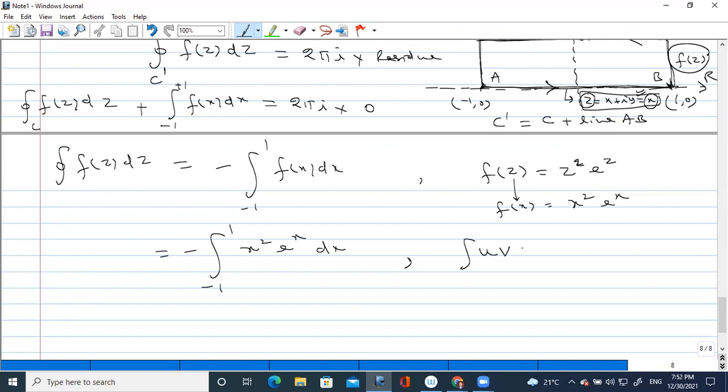Suppose integration of u into v. So what you have to do: for the first term, it will be as such, integral of v, then minus differentiation of first one and double integration of second one, then plus double differentiation of first one, triple integration of second one, and like this you will go until the first term is finished, because by differentiation it will be finished. So here it is x square, so that will be finished in three terms. That method I will apply here.